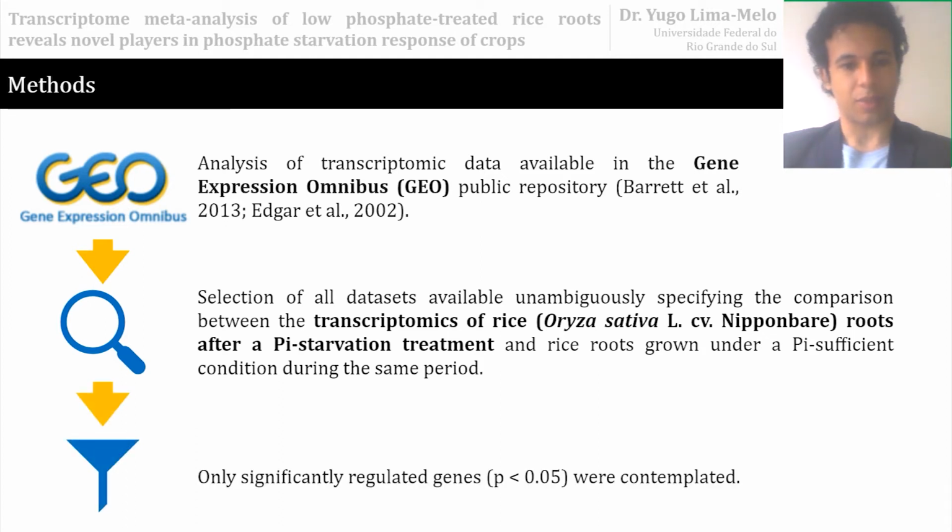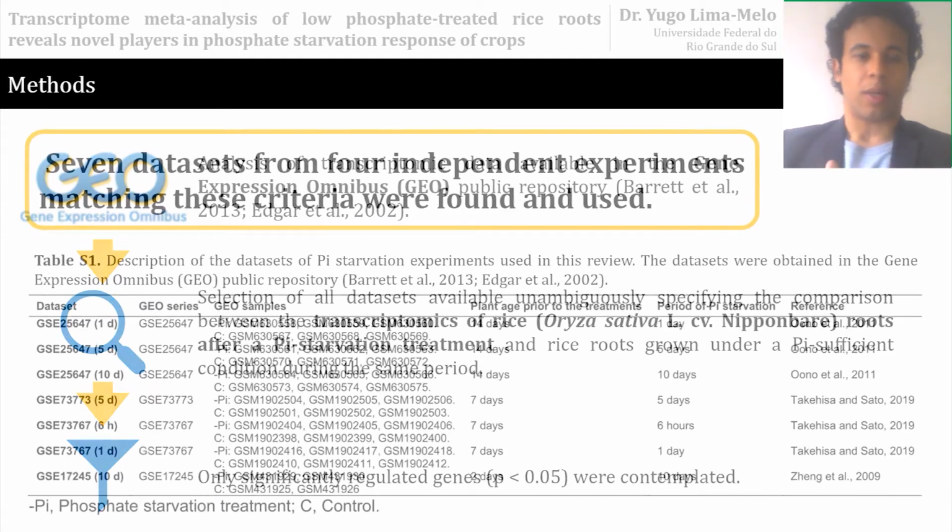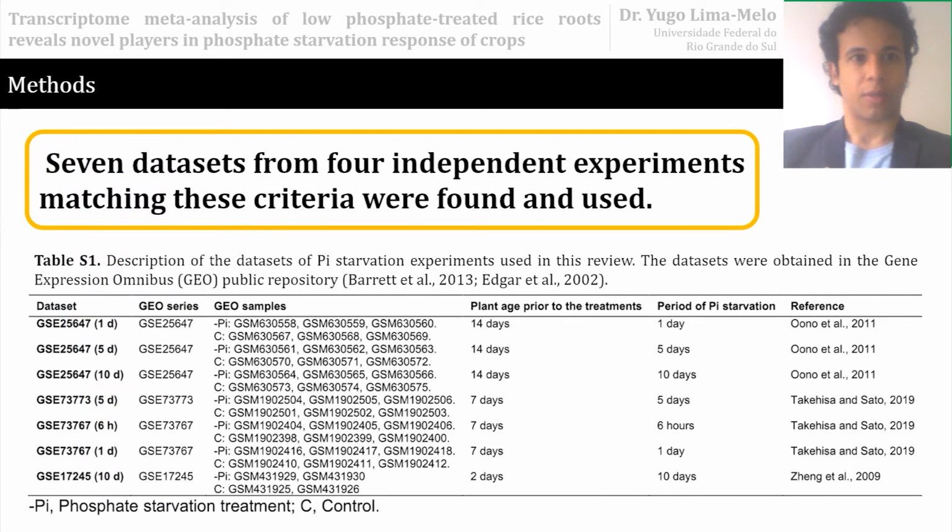And after that, we selected only significantly regulated genes based on the data and the information of each experiment for each data set. So a total of 7 data sets from 4 independent experiments matching these criteria were found and used.